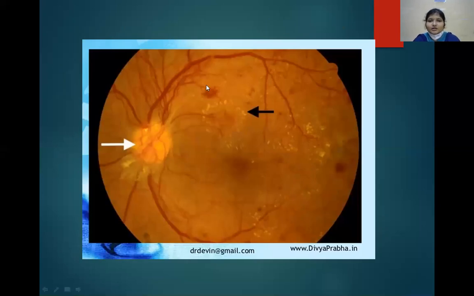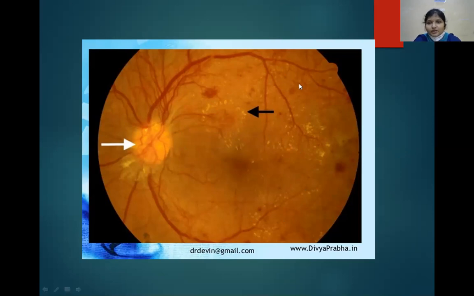So this is a fundus image showing proliferative diabetic retinopathy. So what features do we see here? These are deep hemorrhages and these are superficial hemorrhages. These yellow ones are hard exudates. So if all these are present, it indicates severe NPDR and very severe NPDR. So how do you say that it is a proliferative diabetic retinopathy?